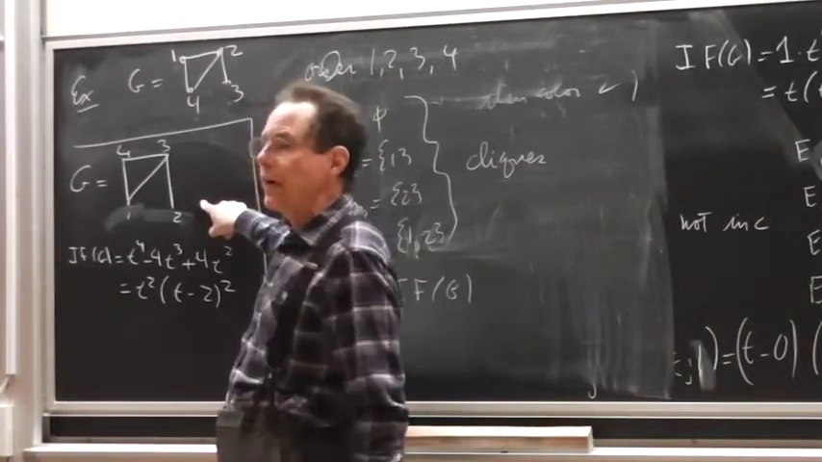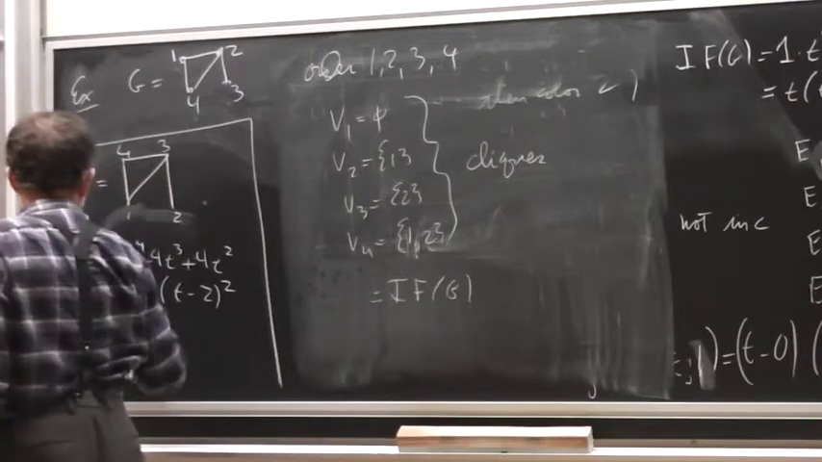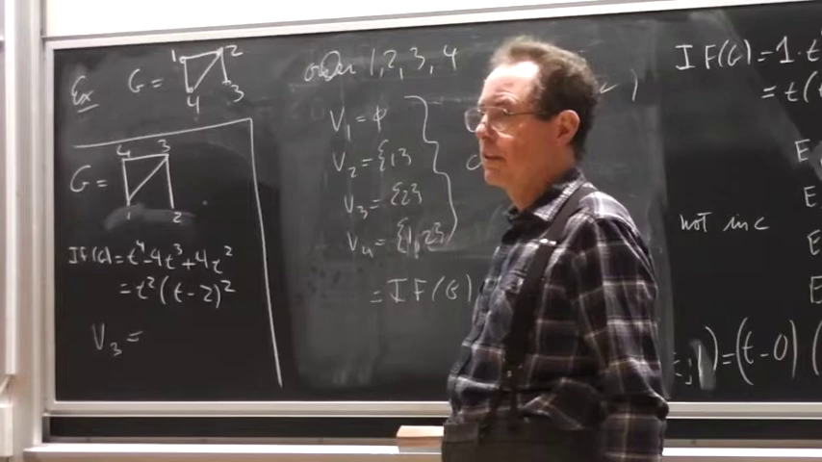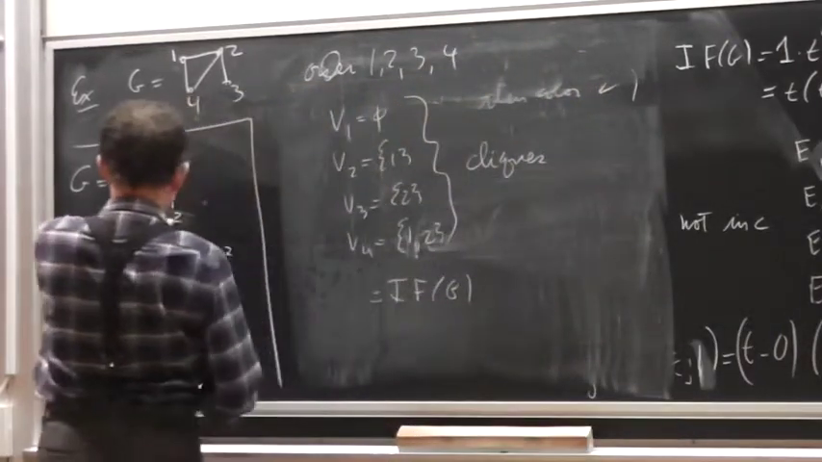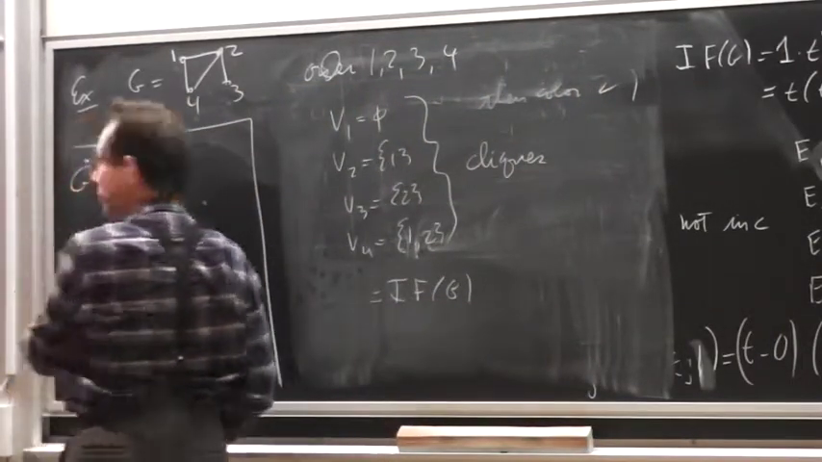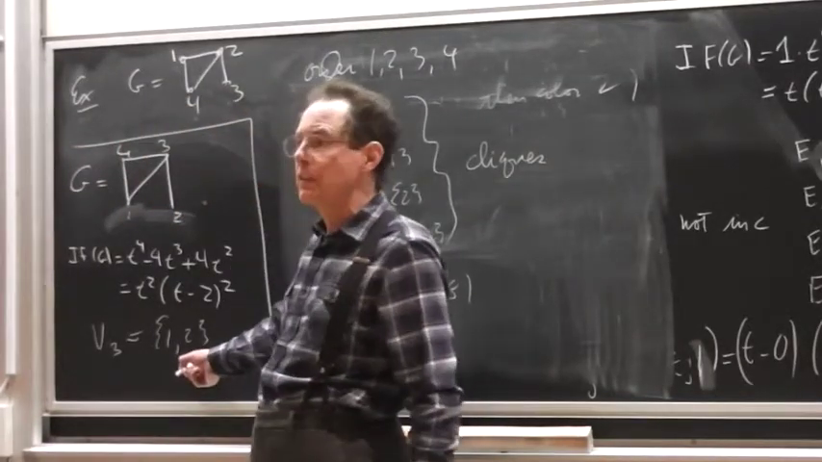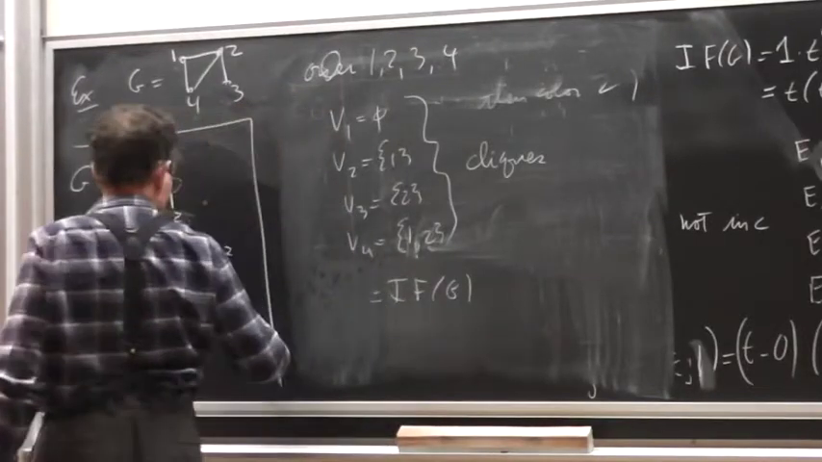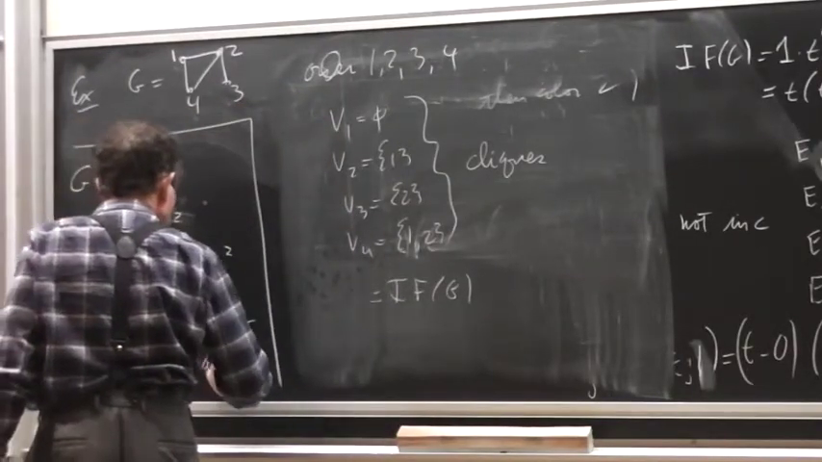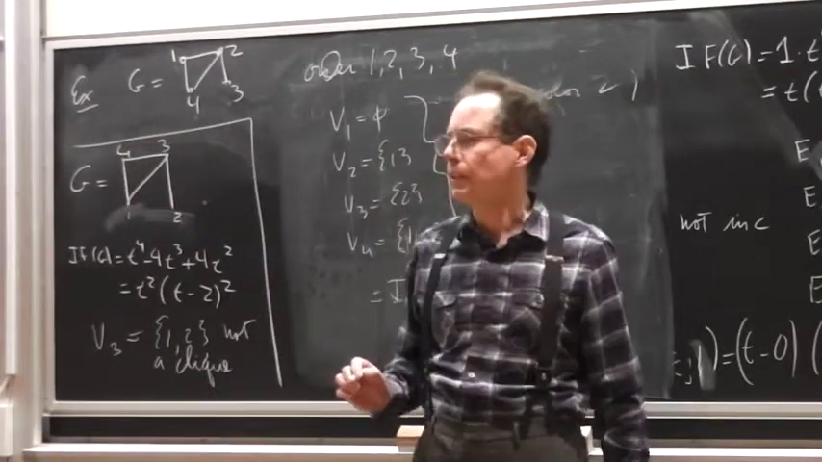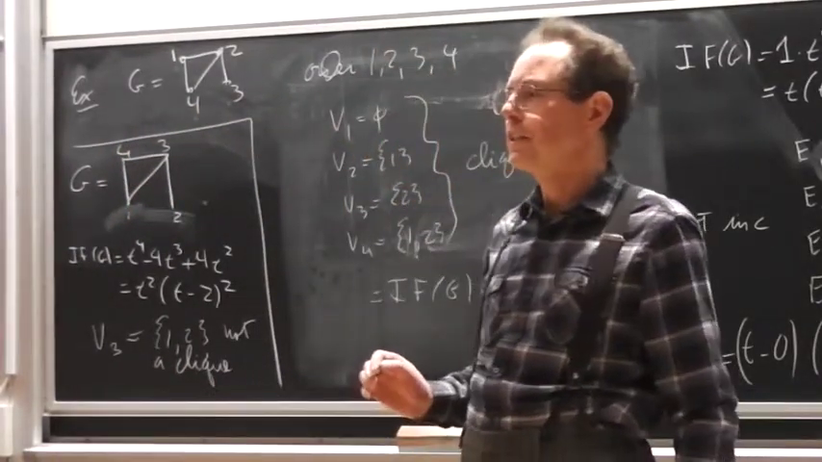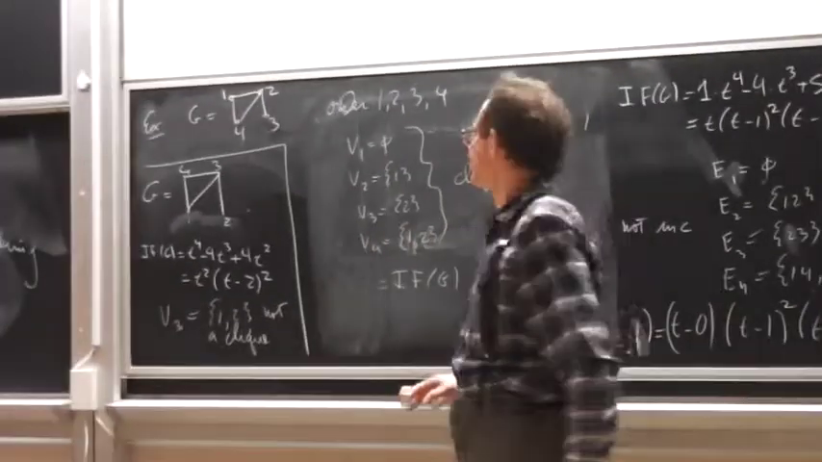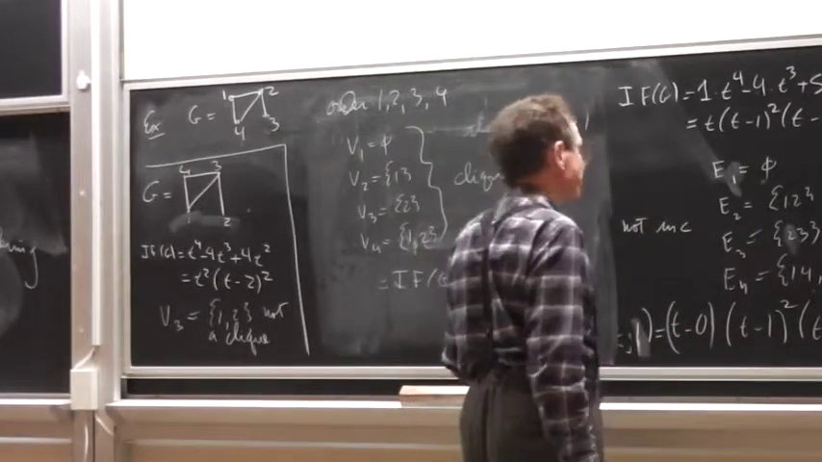Notice what happens in this graph. In particular, let's look at V3. What does V3 look like in this graph? 1 and 2, right? 1 and 2 are both connected to 3. Is this a clique, though? No, because 1 and 2 are not connected. Questions about this definition? No questions about this definition? I see a discussion. Are we okay? Good. So that's the next theorem.